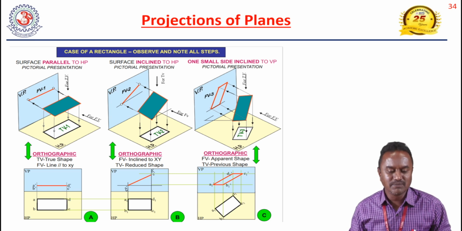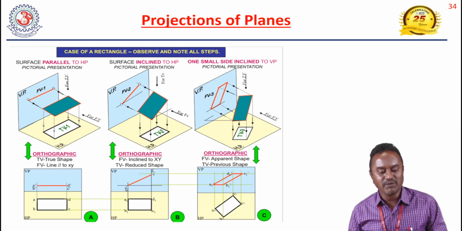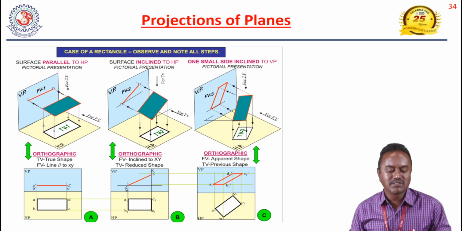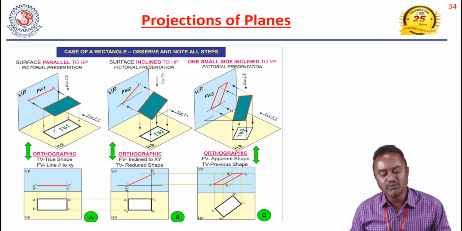In the first case, when the plane is parallel to HP and perpendicular to VP, the front view is a straight line and the top view is the true shape of the plane. So where can we start the problem? First we can draw the top view and then the front view. Why?